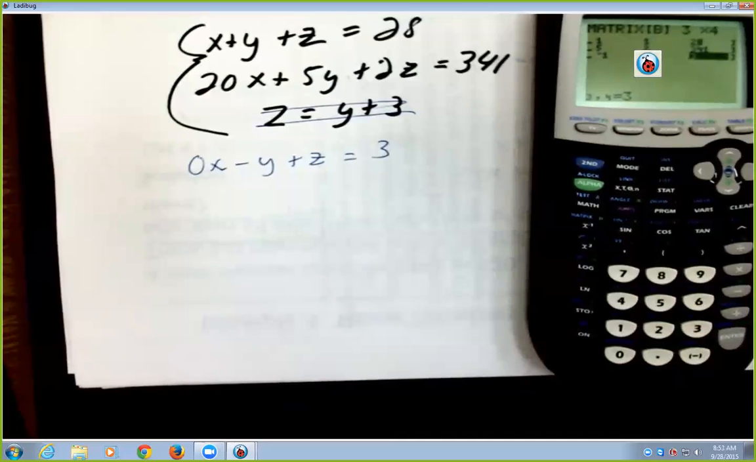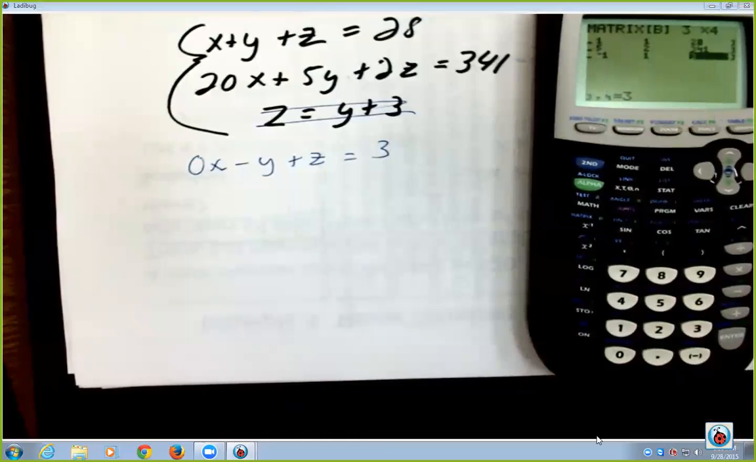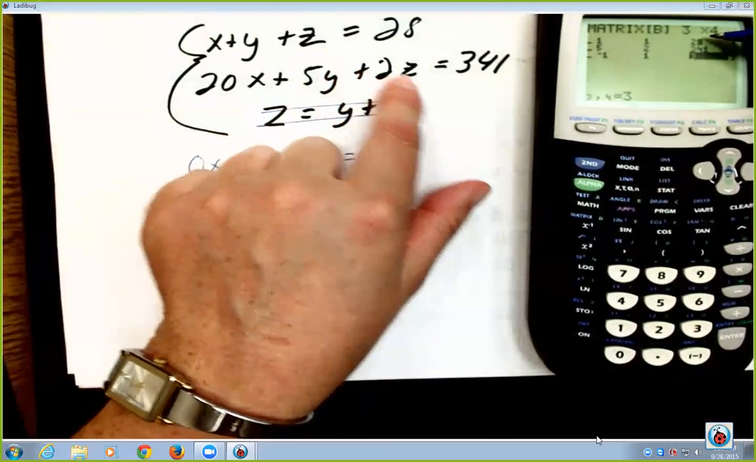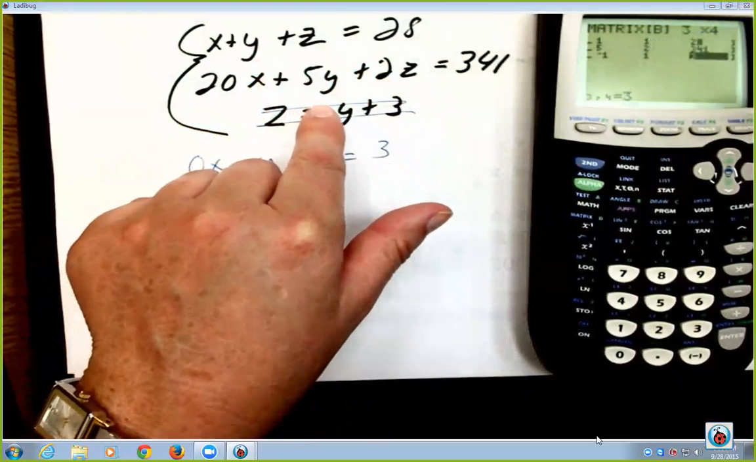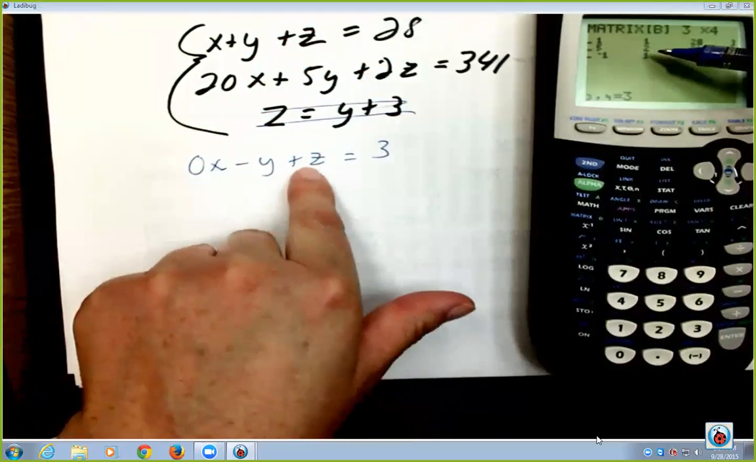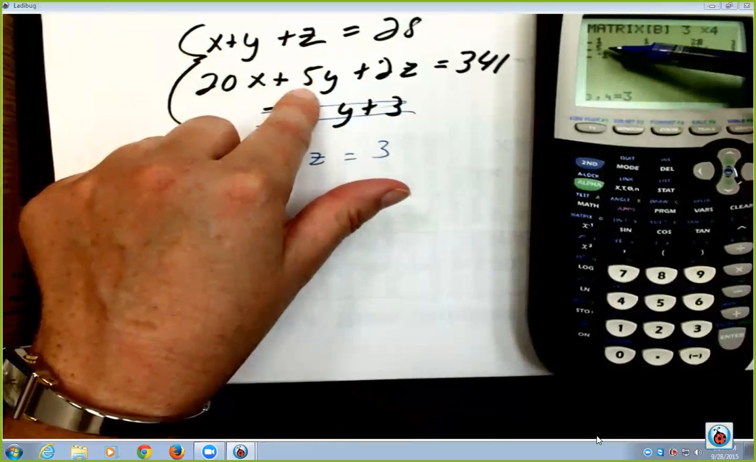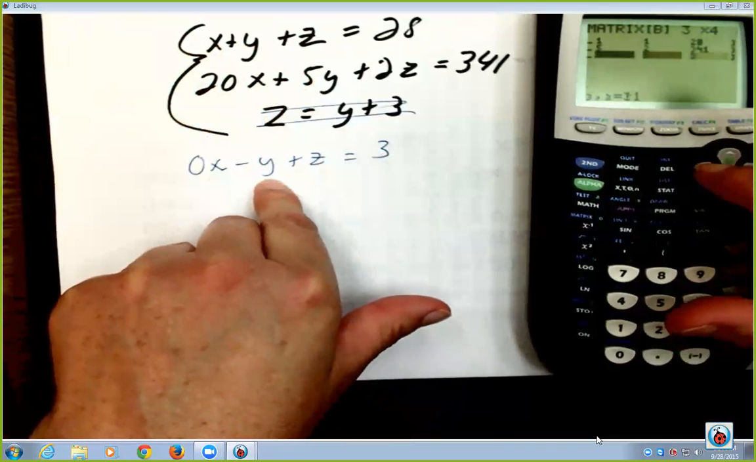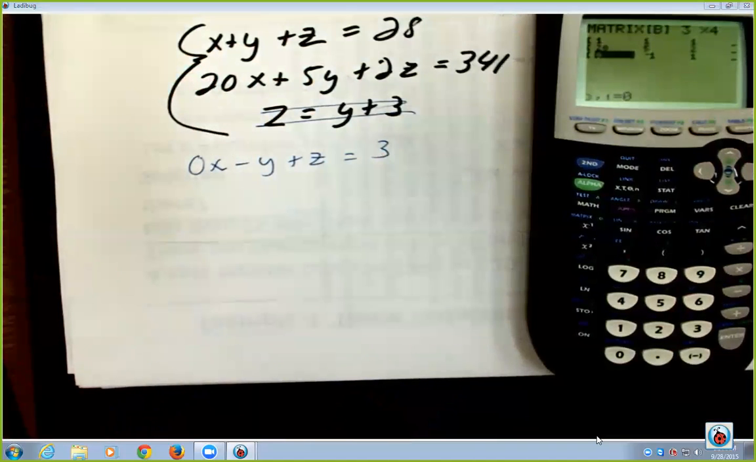I'll get my ladybug out of the way here. Sorry that calculator looks so fuzzy up there, but in checking, I've got 28, 341, 3, 1, 1, 2, 1, 1, 5, -1, and my last column, 1, 20, 0. So I got it in there right.